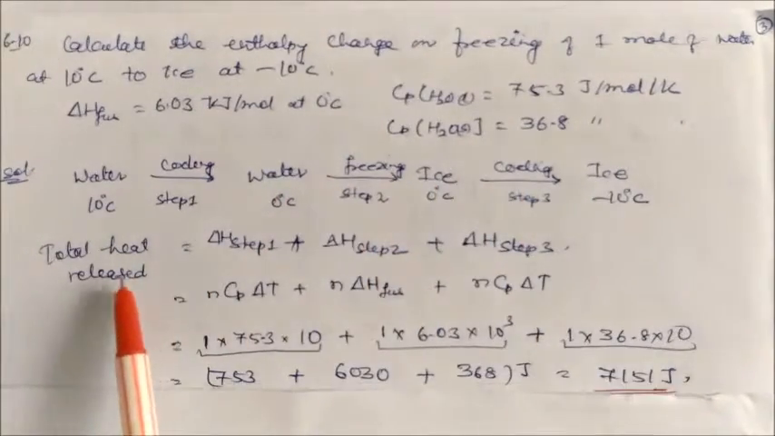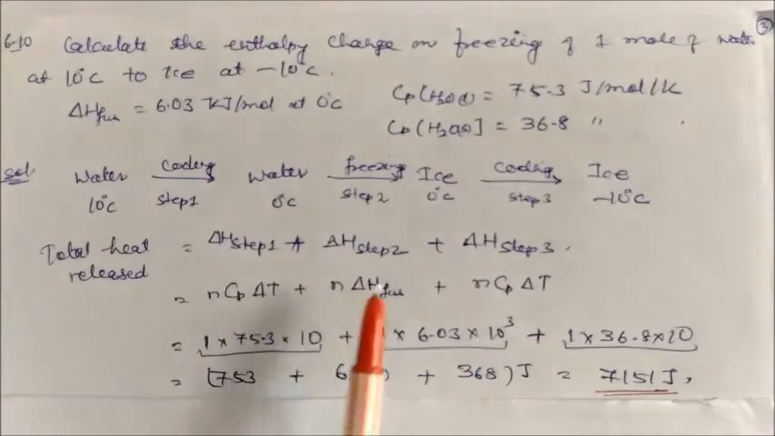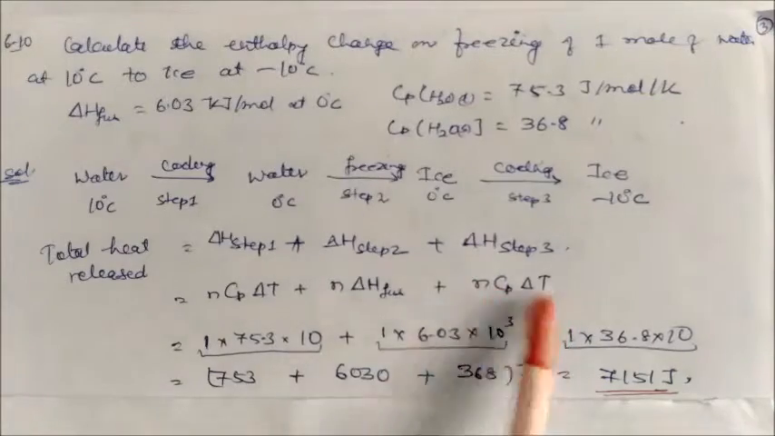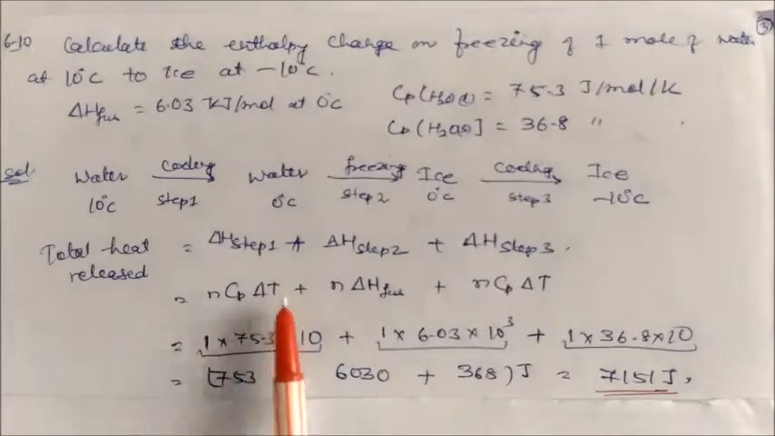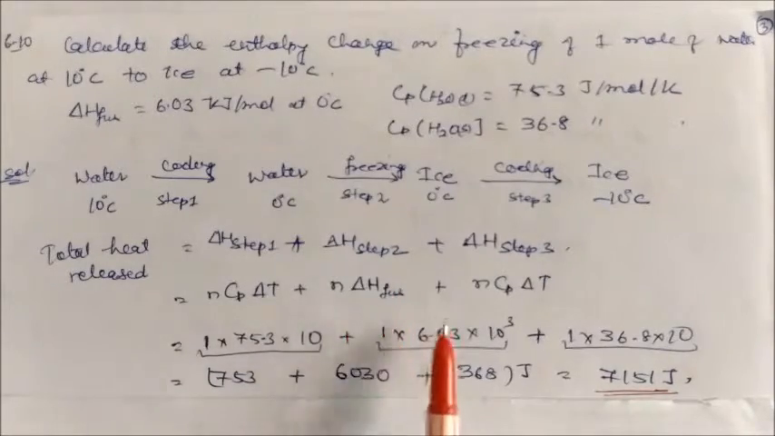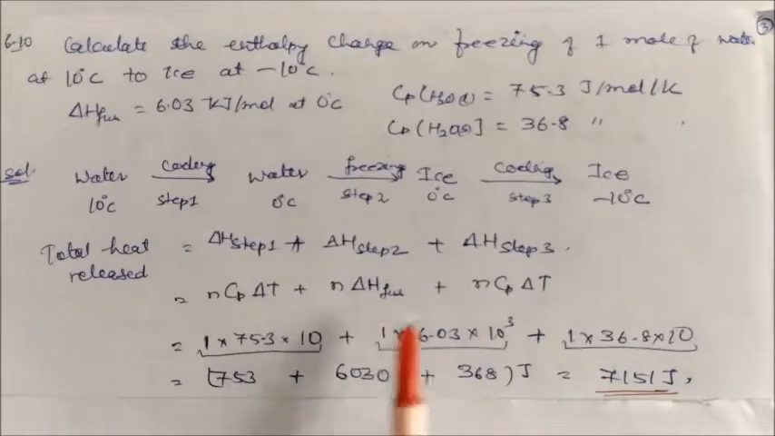So total heat released will be how much? Step 1 is n Cp delta T, step 2 is the heat of fusion, and step 3 is n Cp delta T. So n is 1 mole, Cp is 75.3, temperature change is 10 degree, fusion is n into 6.03 into 10 power 3, and this is again for ice. If you solve it, you will get 7151 joule.